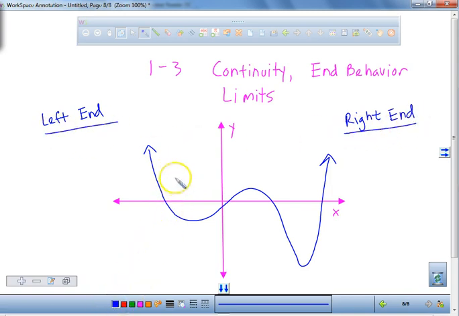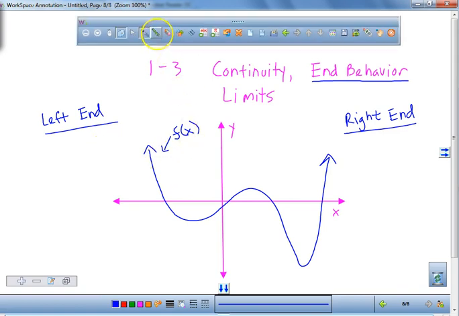Now, I am calling this graph f of x. I'm not giving you the equation that goes with the graph. So this graph is a function of x. As we look at this function, we are looking at what's called the end behavior. So let's look at the left end. Right now, right here, focus on that part.